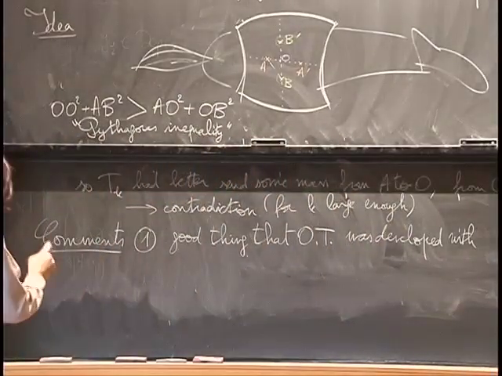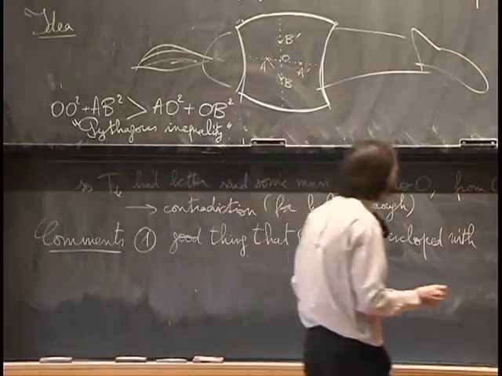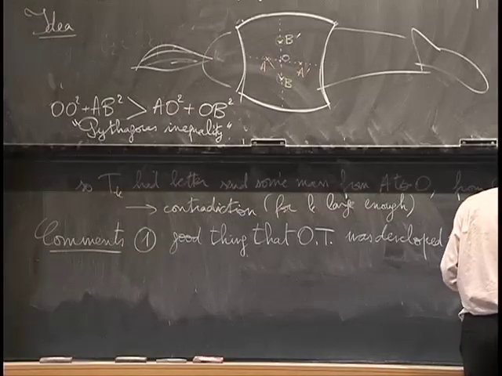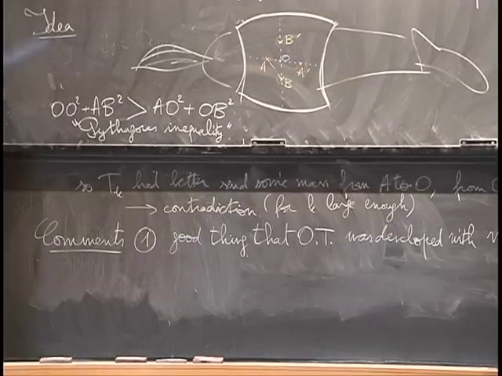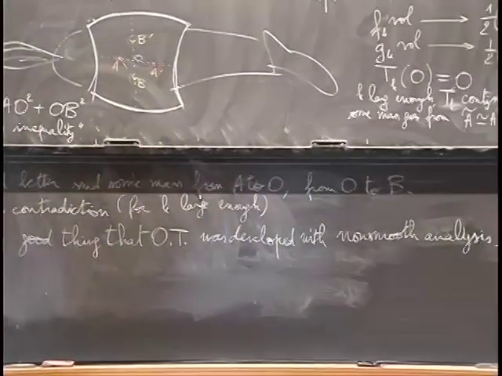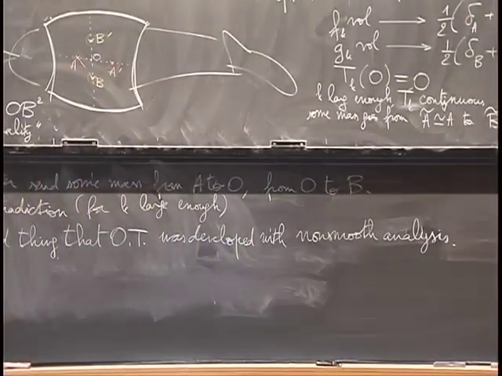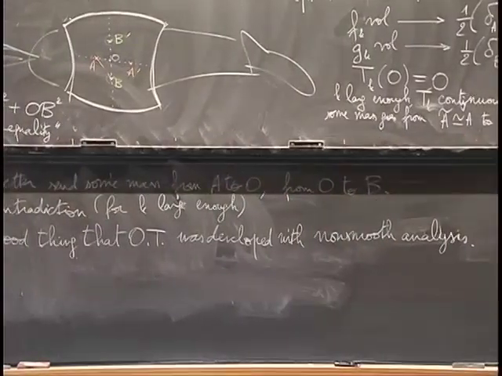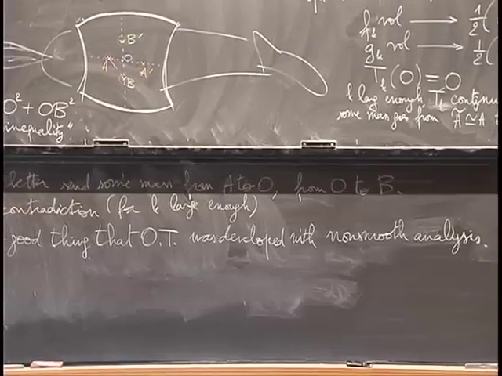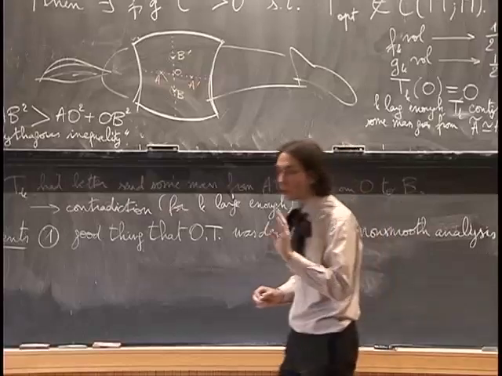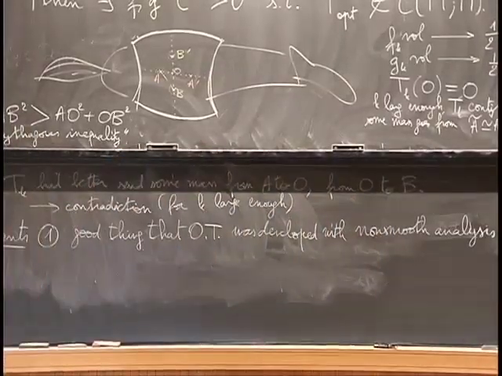Okay, so first comment, it's a good thing that optimal transport was developed with non-smooth analysis tools. When you read the proofs dealing with optimal transport and manifolds, it's always with non-smooth analysis. So you never differentiate, you always take a differential almost everywhere. Then as soon as you do curvature, you have to differentiate twice. So again, you use second order, almost pointwise derivatives, etc. And it's a big, big mess.